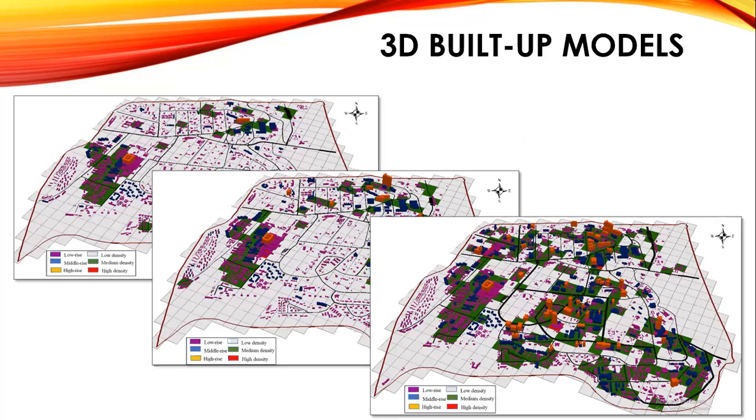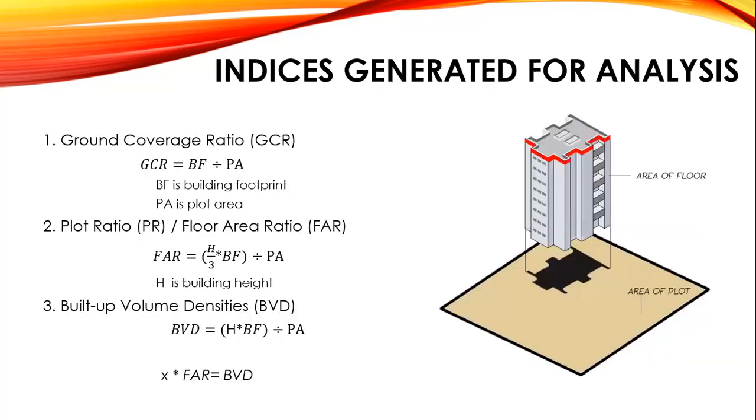It sometimes becomes difficult to get, in some areas, for example, parcel information. So for this, it was just dividing it in terms of a grid. The grid took the place of the reference, that is the area of the plot. So that is how it works for the ground coverage ratio, the plot ratio and the built-up volume density. The main thing of the study was to understand this volume.